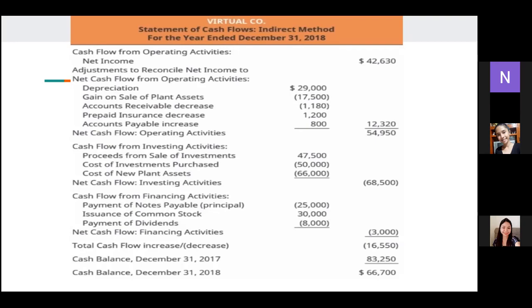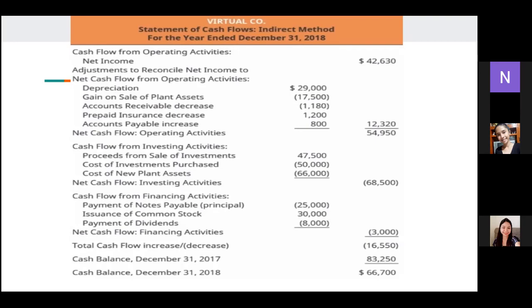And lastly, for the cash flow from financing activities, we have payment of notes payable, principal, amounted to 25,000 negative. Kasi nga, di ba, payment, nagbayad tayo. Issuance of common stock, 30,000, and payment of dividends also amounted to 8,000 negative. So, kasi nagbayad tayo ng dividends. So, the net cash flow used in financing activities is 3,000. So, the total cash flow increase or decrease is 16,500.